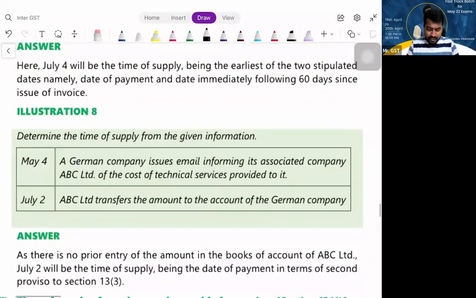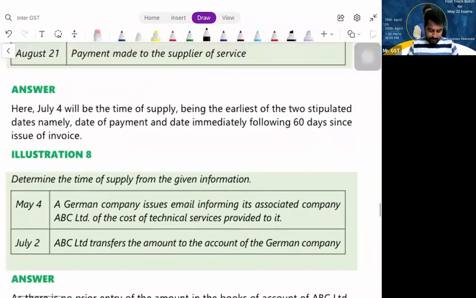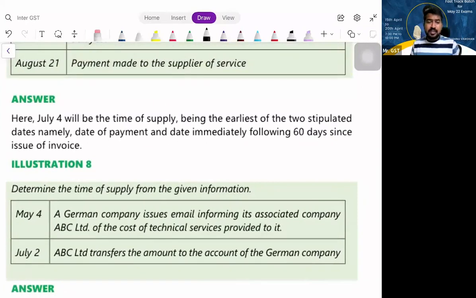Right. Look at illustration 8. This is something related to import of service from associated enterprise, from a foreign company. What is the provision? Date of payment or date of entry in the books of the recipient. Yes, recipient.